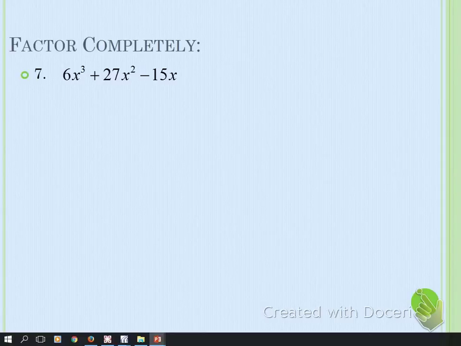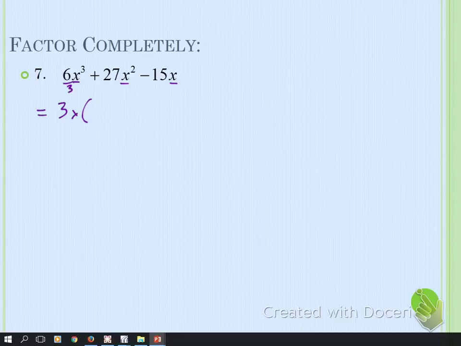7, if you look, definitely has the greatest common factor. We can factor out, sorry about that, we can factor out a 3, and they each have at least one x, so we can go 3x.